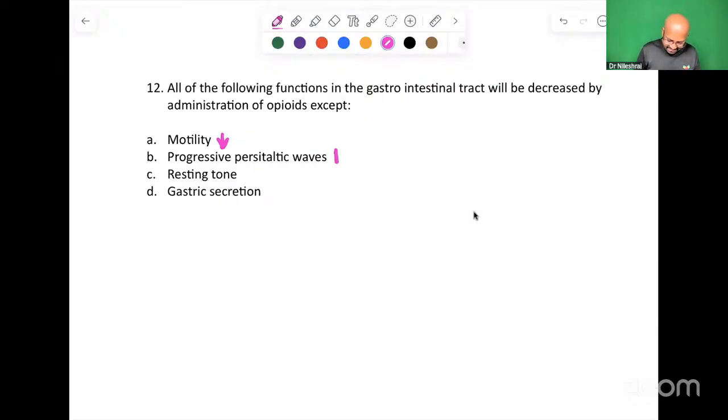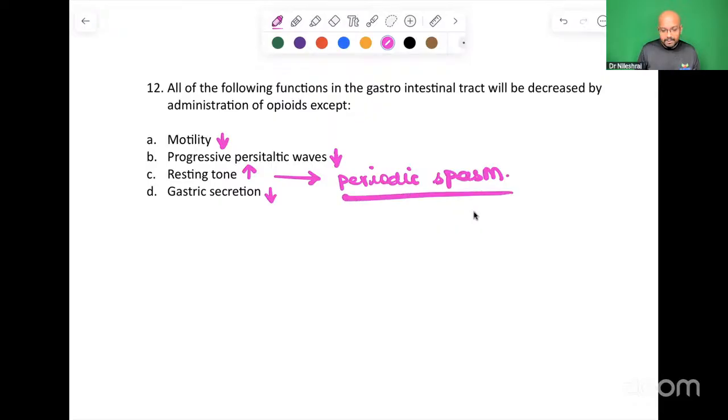Progressive peristaltic waves, again, peristalsis is going to get decreased. Again, motility will be decreased, so there will be constipation. Gastric secretion will be decreased. Resting tone is going to be increased. That's the reason why patients might land up in periodic spasms. There will be periodic spasm development. That's why the resting tone of the GI tract, primarily the middle part of the small intestine, will be increased. That's the reason why patients will be having abdominal pain.